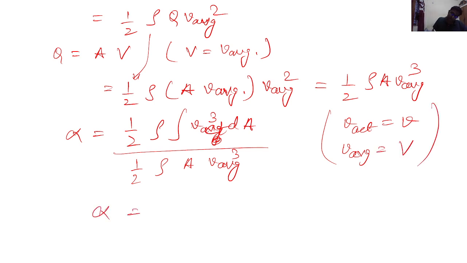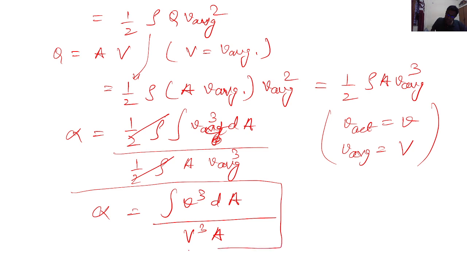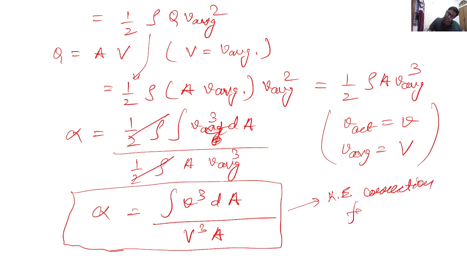So alpha would finally look like integral of small v cube times dA by capital V cube times A. Capital V is the average velocity and small v is the actual velocity. So this is the expression for the kinetic energy correction factor.